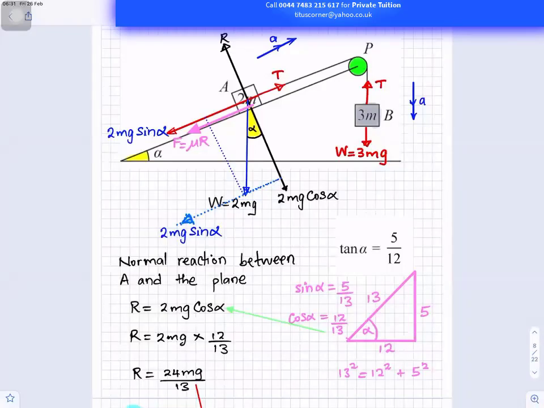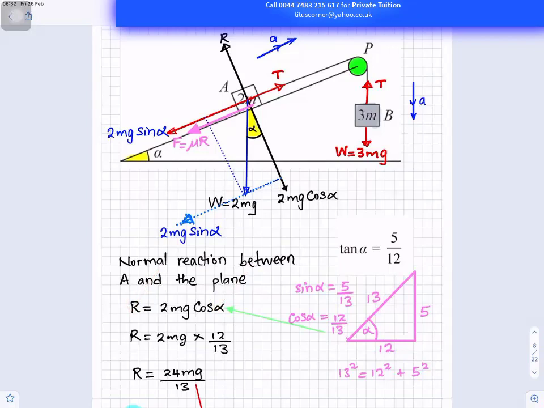Normal reaction between A and the plane. R is equal to 2 mg cos alpha. That means upward force is equal to downward force. Remember that. Upward force is R, downward force is 2 mg cos alpha. And because the normal reaction is R and they stay the same, they are equal because it's not going up and it's not going down. It stays where it is. So upward force is equal to downward force. That's what you remember. So R is equal to 2 mg cos alpha.